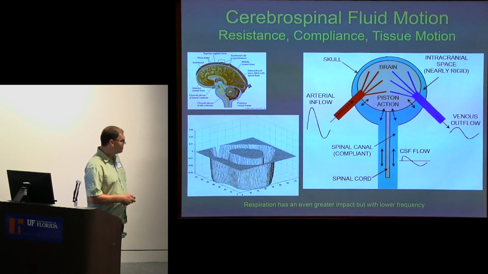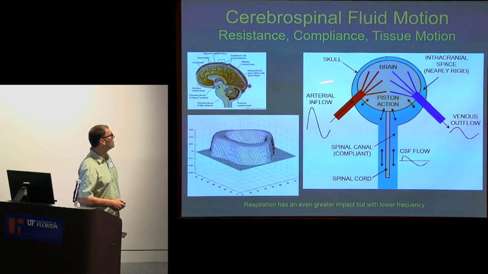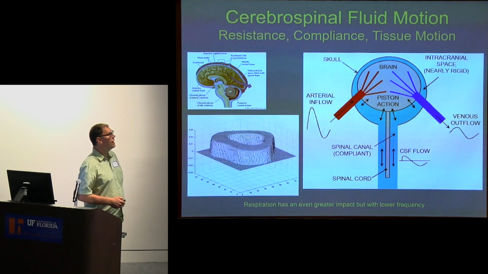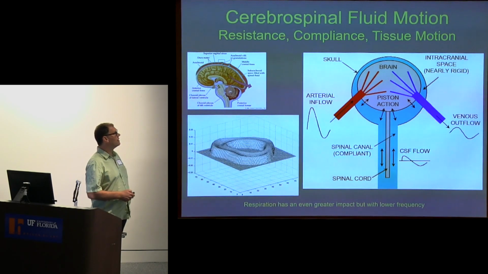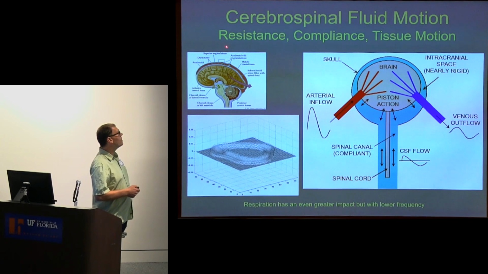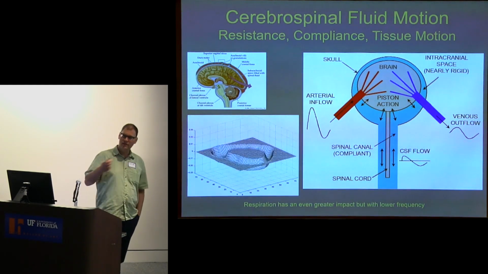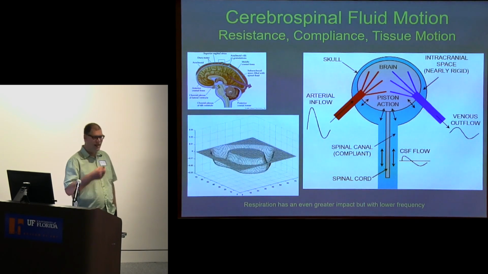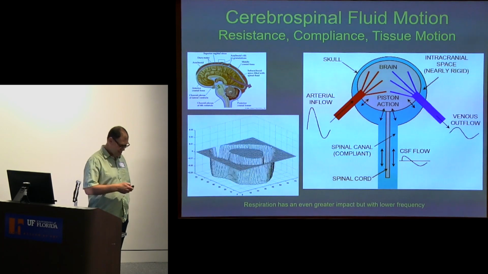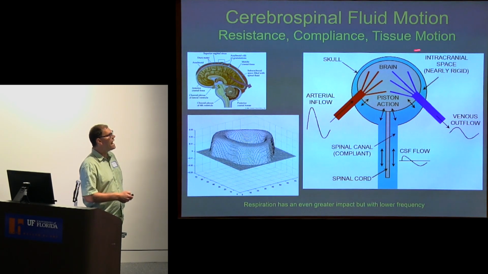This picture is probably not needed for this group, since everyone knows CSF and knows what's going on. I really only put it up here so that I could emphasize our group's point of view, that the situation with Chiari malformation is somehow related to resistance, compliance, and tissue motion. I've given talks on various components of this over the years. Unfortunately, I think it's some sort of a conglomerate of all three that is the final answer. But today I'm going to focus on resistance, and I'm going to add in some tissue motion.